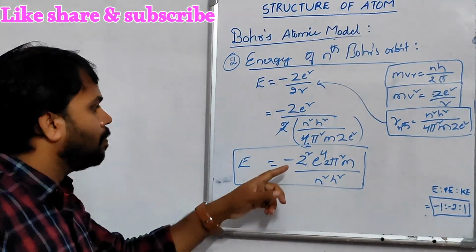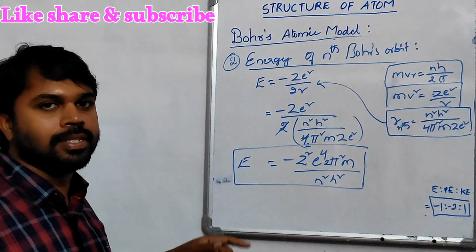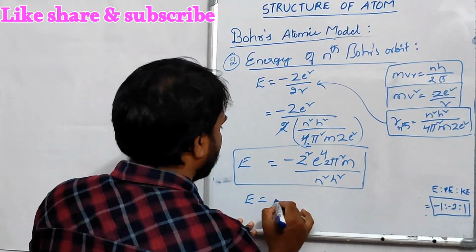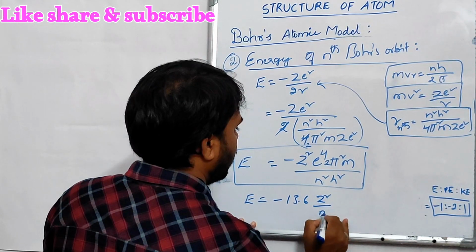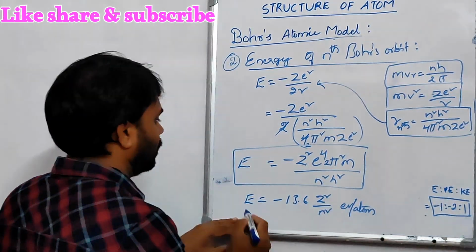In this, except Z and n, the remaining are constants. By putting these values and simplifying this, we get energy equals minus 13.6 Z square by n square electron volt per atom.